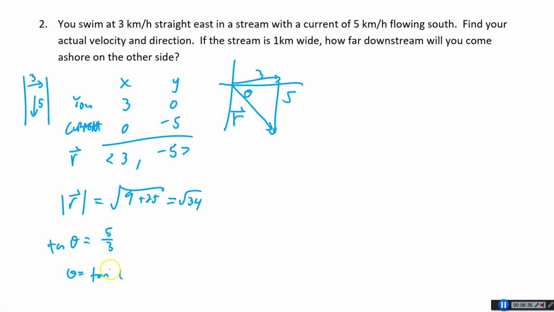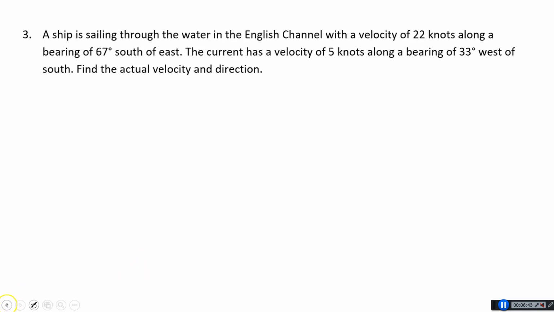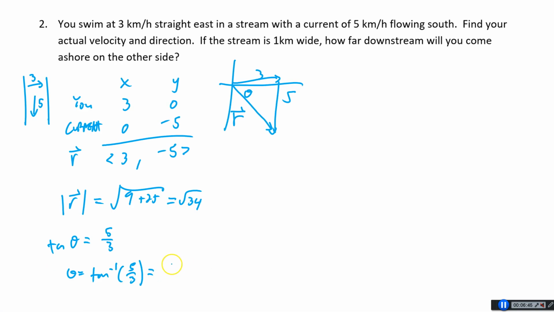So theta is going to be tan inverse of 5/3. Tan inverse of 5/3 is 59 degrees. Okay, and that is going to be south of east. So you don't have to worry about positives and negatives. I could subtract from 360 if I wanted the actual angle, but that's going to work just fine. Okay. So we have our speed, we have our direction.